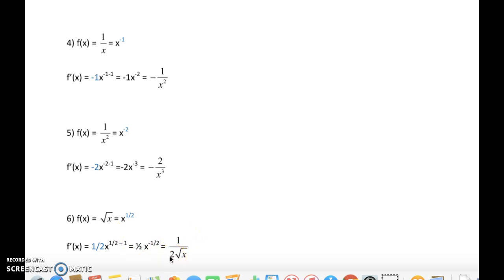And we want to make our exponent positive so that x is going to go into the denominator. And because x is to the 1/2 power, it's going to become the square root of x. Right now, besides the power rule, what other rules are really helpful to us?